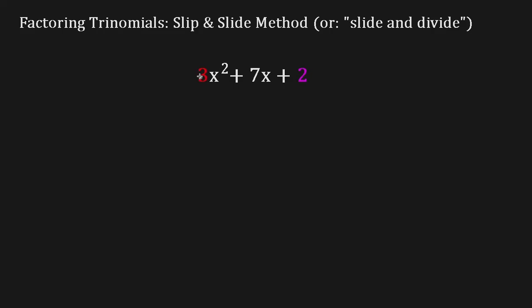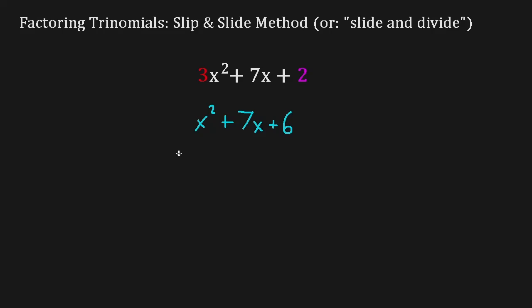So what we do is we slide the 3 over to the 2, so we end up with x squared plus 7x plus 3 times 2. So plus 3 times 2 will be 6. Now this trinomial is a lot easier to factor. We just think, okay, what numbers will add to 7 and multiply to 6? Well, two factors of 6 would be 1 times 6, and 1 plus 6 is 7.